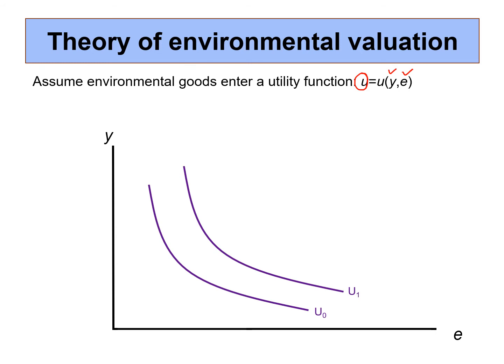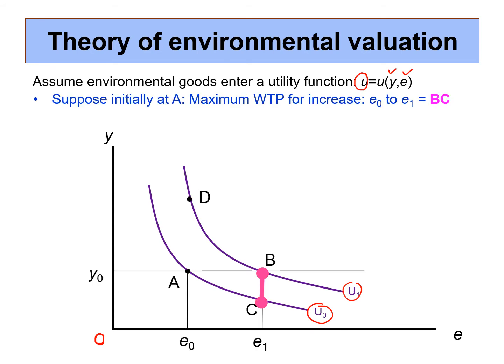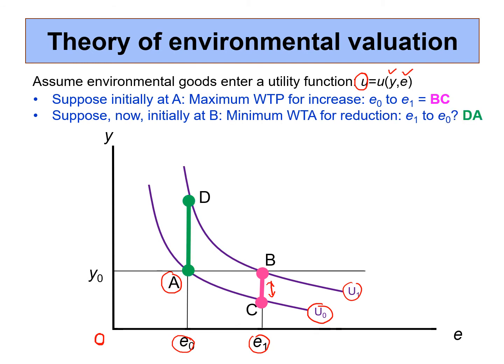For the indifference curve, the further we are from the origin, the higher our utility is. So if we compare utility 0 with utility 1, utility 1 will give us a higher utility. Suppose initially we are at point A. Our maximum willingness to pay for the increase in environmental quality from E0 to E1 is this area B to C. Okay, so suppose now initially we are at point B. At this point B, our environmental quality is good, right?